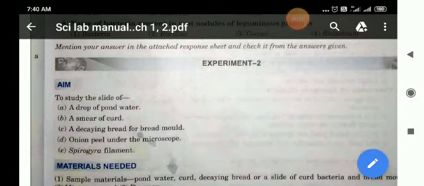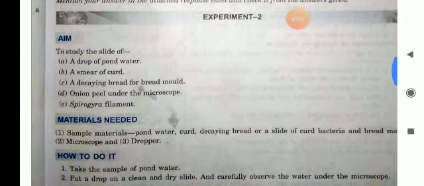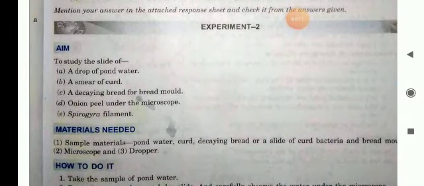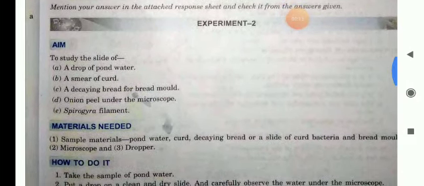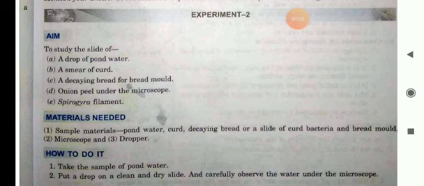Now today we will do experiment number 2. In experiment number 1 I told you how to write the experiment, and now you know it better. So same as you have to write in this experiment also.